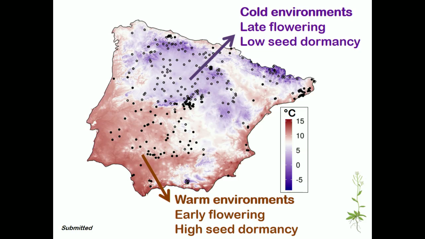If we place these populations onto a map and we differentiate the populations below and above the turning point, we can see that in cold environments, Arabidopsis thaliana has late flowering and low seed dormancy. And in warm environments, just the opposite pattern.